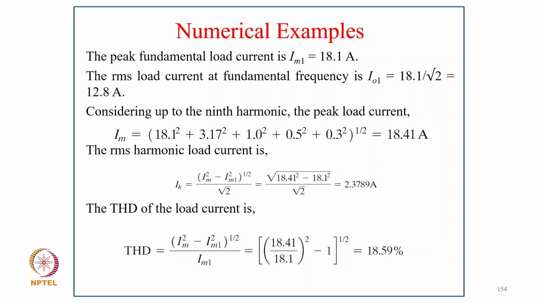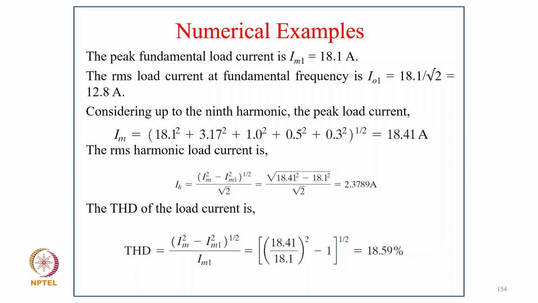So the peak fundamental I_M1 equal to 18.1 ampere, the RMS load current at fundamental I_O1 equal to 18.1 divided by root 2, that is 12.8. Considering up to the 9th harmonic, the peak load current is I_M equal to under root 18.1 square plus 3.1 square plus 1 square plus 0.5 square plus 0.3 square, under root of that, 18.41, and the harmonic current I_H equal to (I_M square minus I_M1 square) to the power half divided by root 2, that becomes 2.3789 ampere.